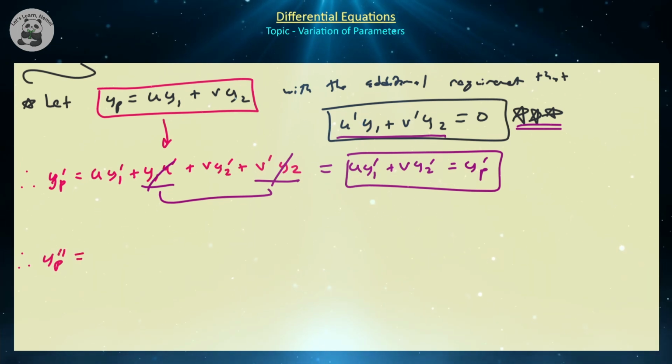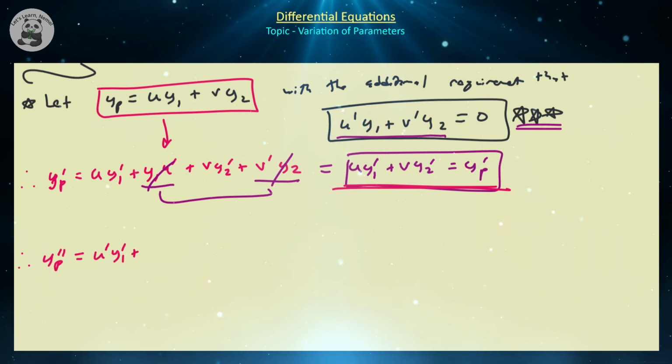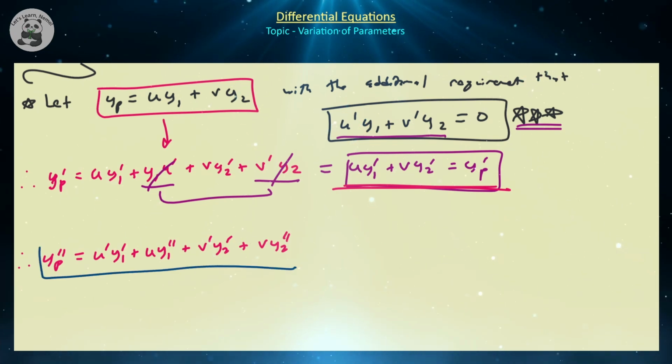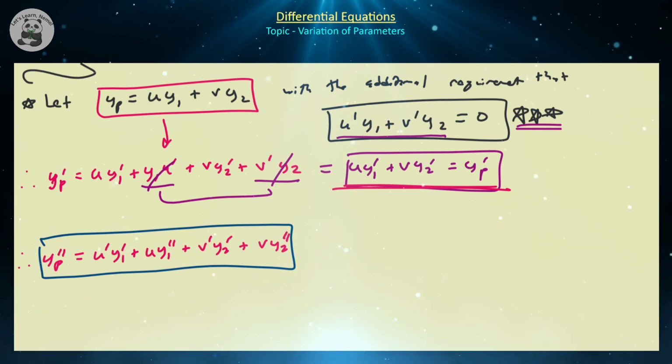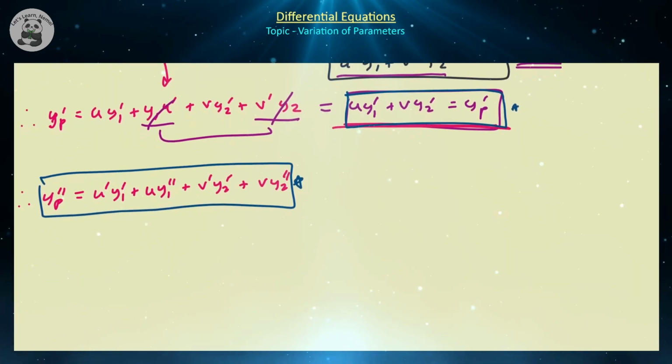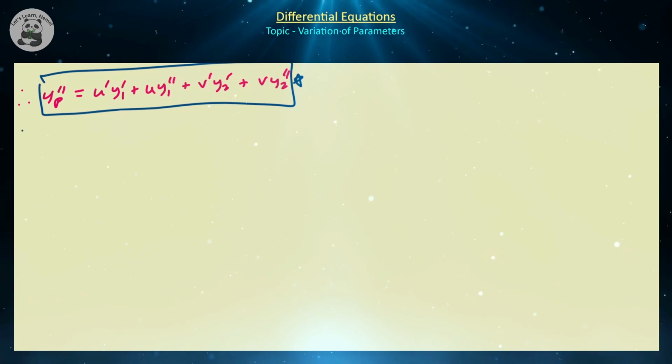So our yp double prime is going to be equal to the derivative of yp prime. So it's going to be equal to u prime y1 prime plus u y1 double prime plus v prime y2 prime plus v y2 double prime. Right? So that is the second derivative of our particular solution. We have our first derivative of our particular solution. Now we're just going to plug this and that original yp into our original inhomogeneous differential equation and see if we can come up with anything magical.